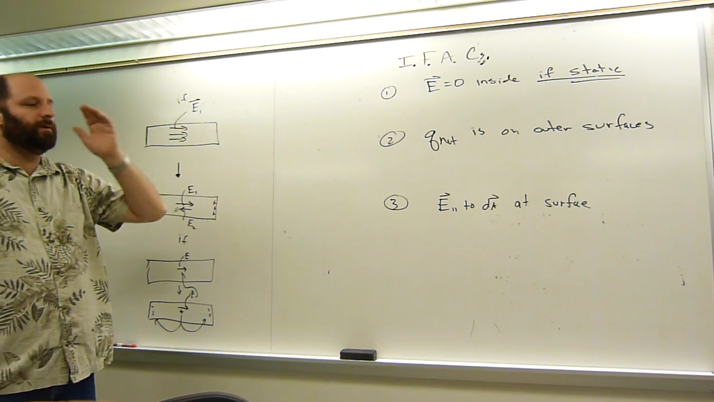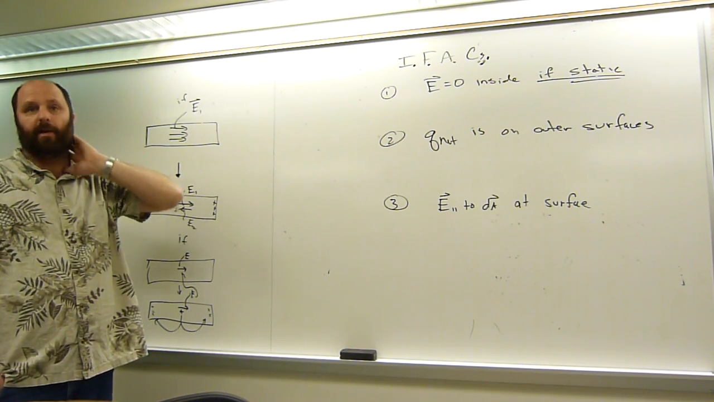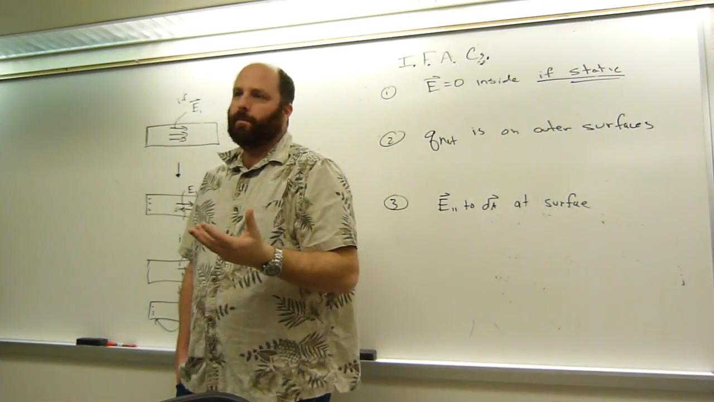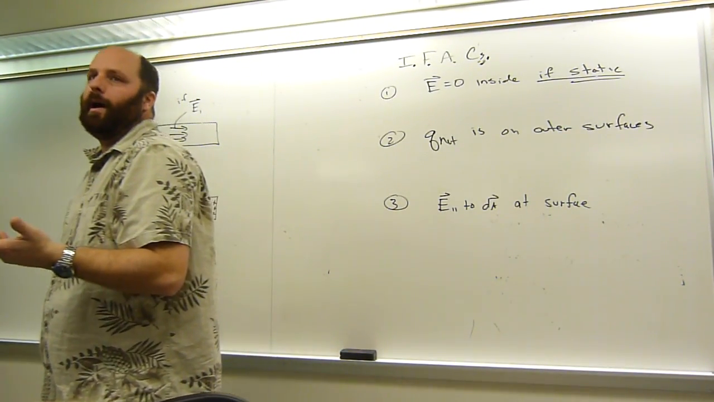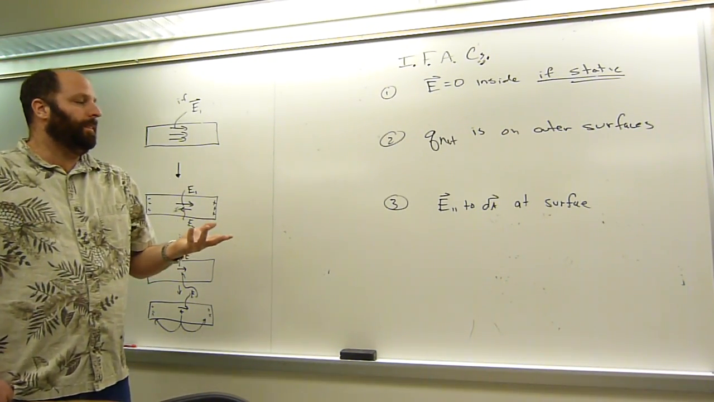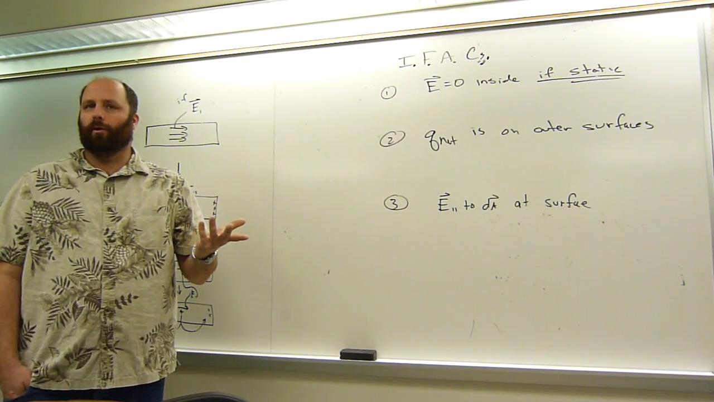Number two is really more of a logical argument here. If the conductor carries any sort of net charge, that charge will be on the outer surfaces. Now you notice I said plural. You'll see why I worded that plural here in a minute.